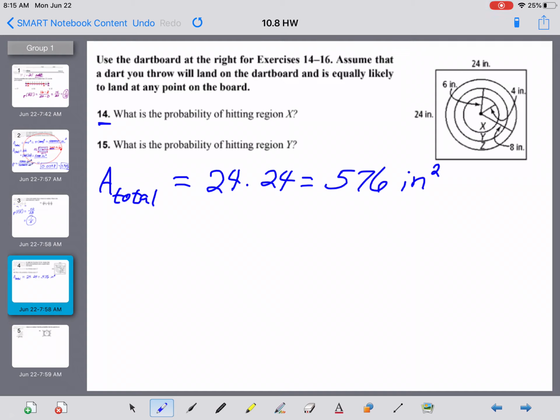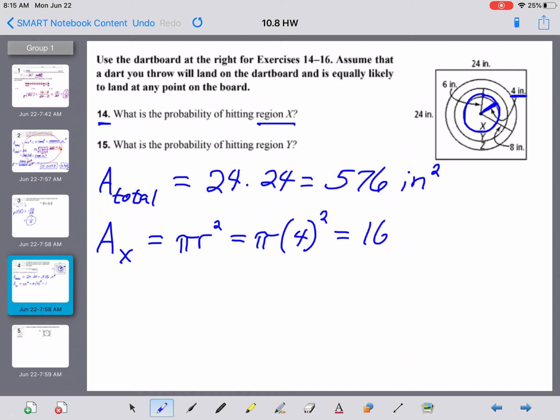Now, what we want to do in problem 14 is hit region X. So the area of region X, let's see what we can do here. Region X is this circle right here and everything inside of it. So the formula for the area of a circle is pi times your radius squared. All we need to know then is the radius of that circle, and it looks like they've given us that information right here, which is 4 inches. So that's going to be 4 squared times pi, and that's going to get us 16 pi square inches for the area of region X.